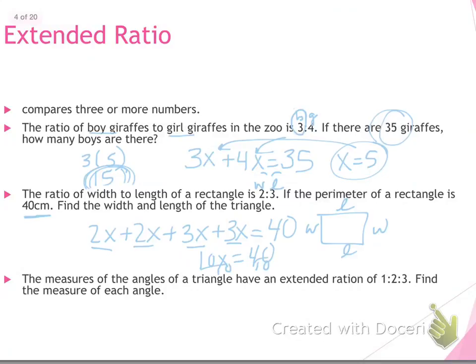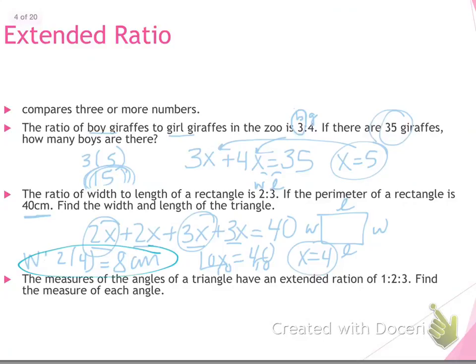Divide by 10. So x is equal to 4, but I want to know my width and length. I only care about knowing one of them, so I need to only plug it in for one set of each. If I plug it in for width here, I get 2 times 4, which is 8 centimeters.